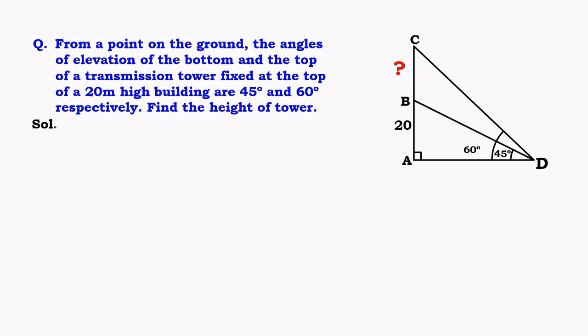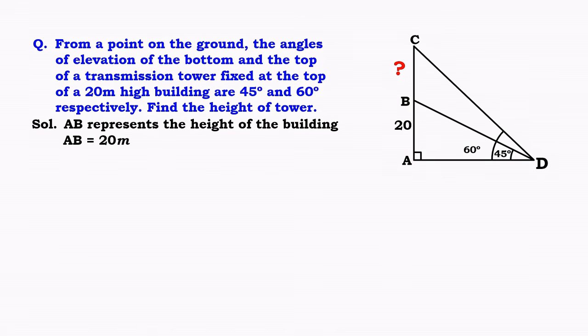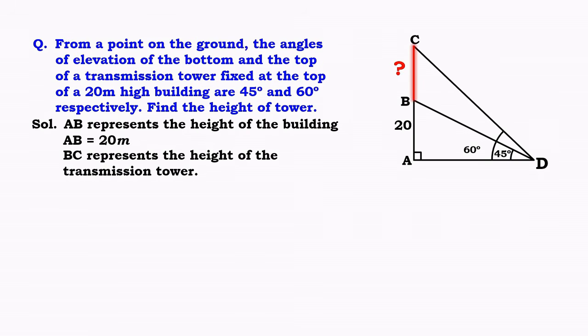Now, let us start solving the problem. Let the height of the transmission tower, represented by BC, be x meters. We already know that the height of the building, represented by AB, is 20 meters. First, let us find the distance between the observer and the foot of the building, which is represented by AD.